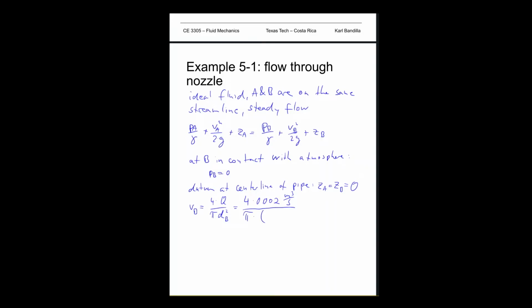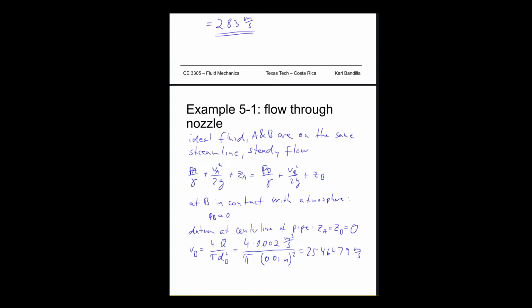Pi, and now my diameter was 10 millimeters, so 0.01 meters squared. And if we plug that in, we get 25.46479 meters per second. Although it's like a factor of 3 in diameter, we get a much bigger change in overall velocity because of course we have the squares in there, right?